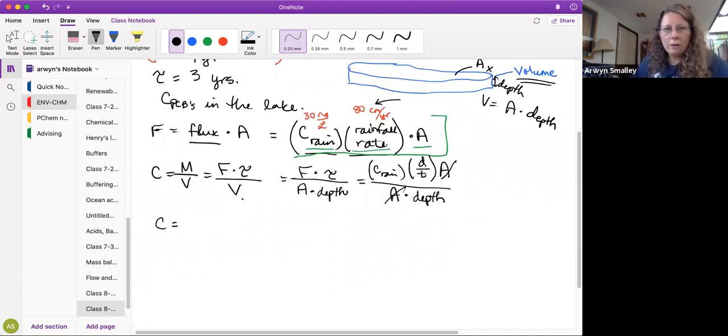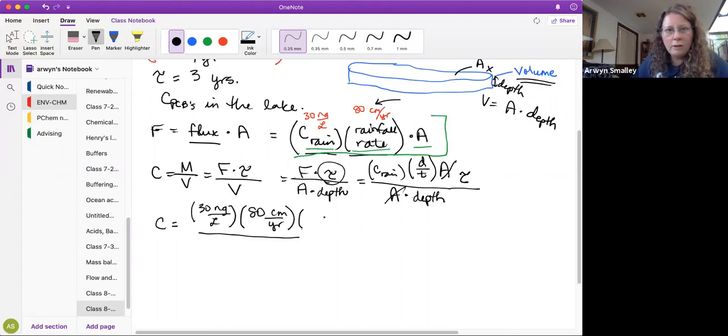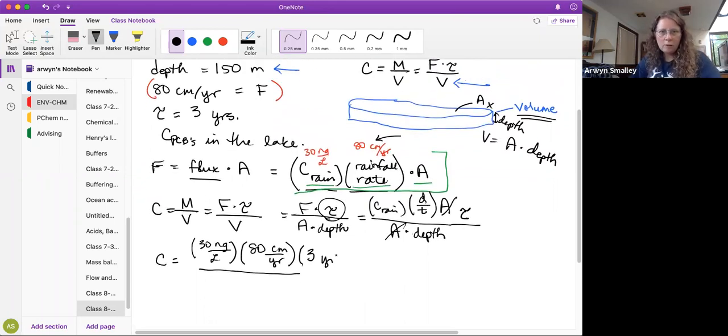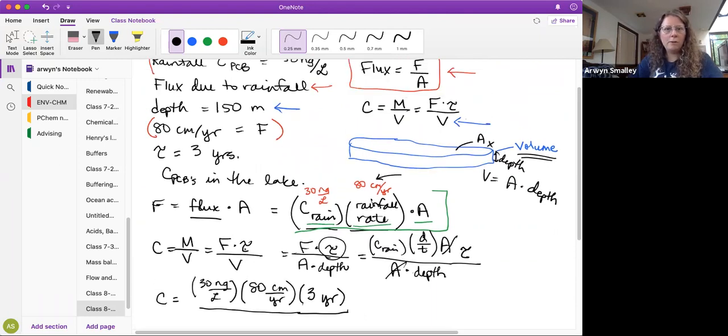So what are our numbers? We've got 30 nanograms per liter. We've got 80 centimeters per year. We've got a depth. Oh, we forgot the tau. Sorry, I dropped it by accident. So we also have the time. Time was 3 years. And now the depth, 150 meters.